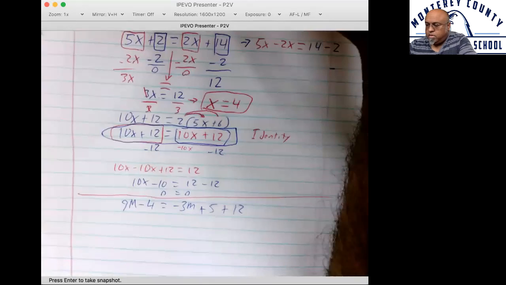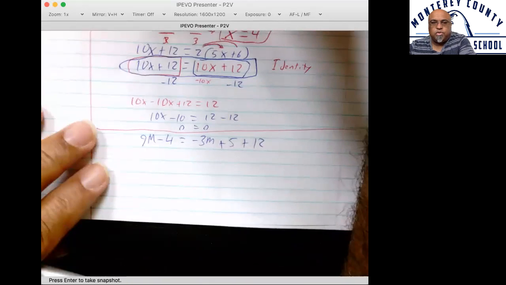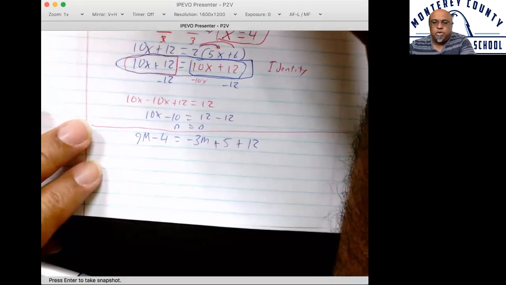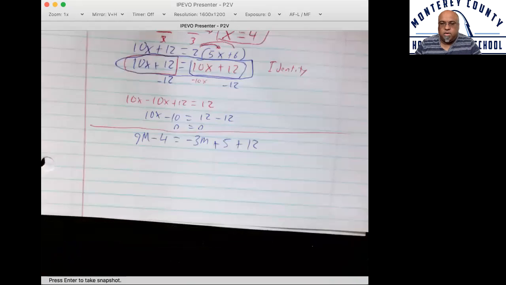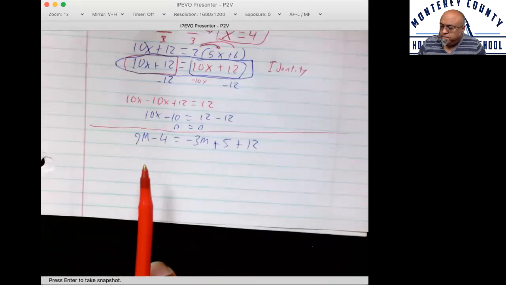Now remember, with an equation, we're trying to find a true statement. But sometimes equations don't give you a true statement. So let's see what happens with this one. And this problem, again, is in the book. I think it's on page 112, I believe, or maybe 113, somewhere around there.